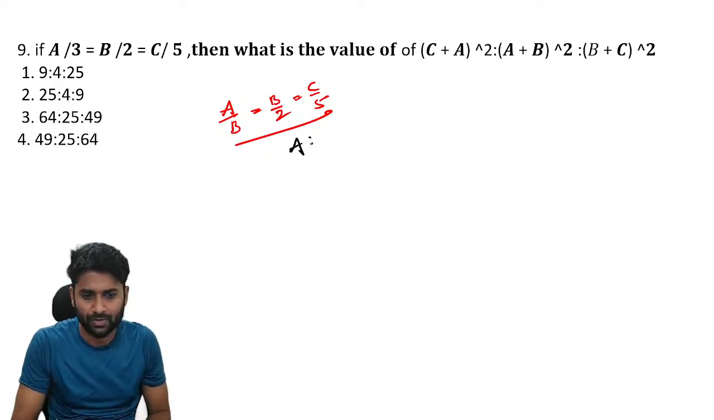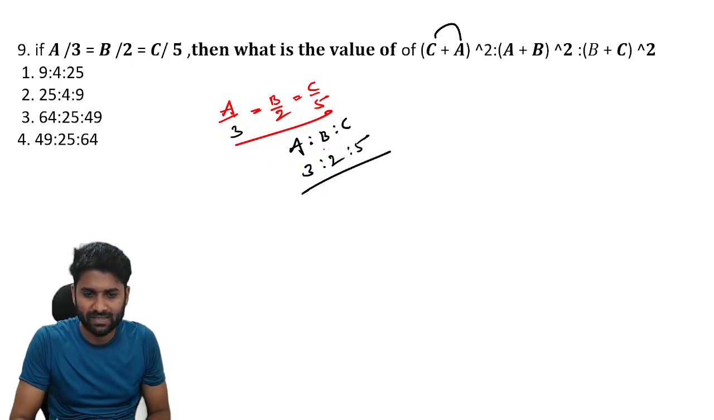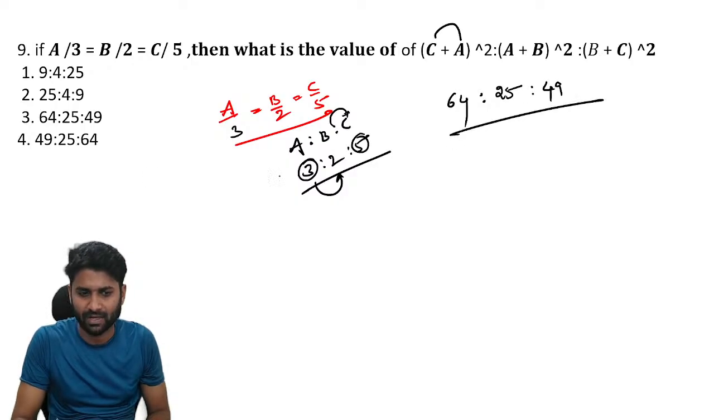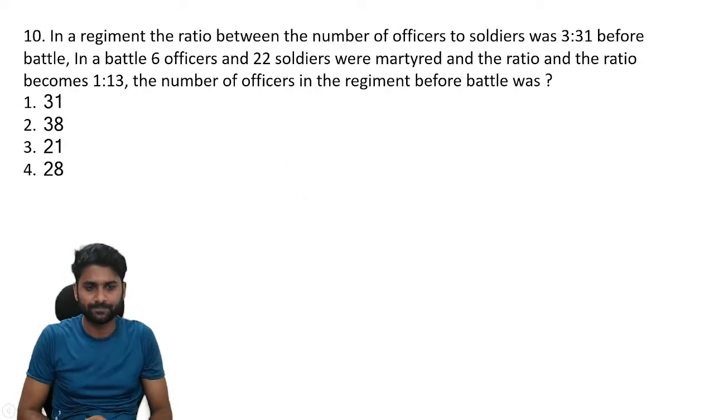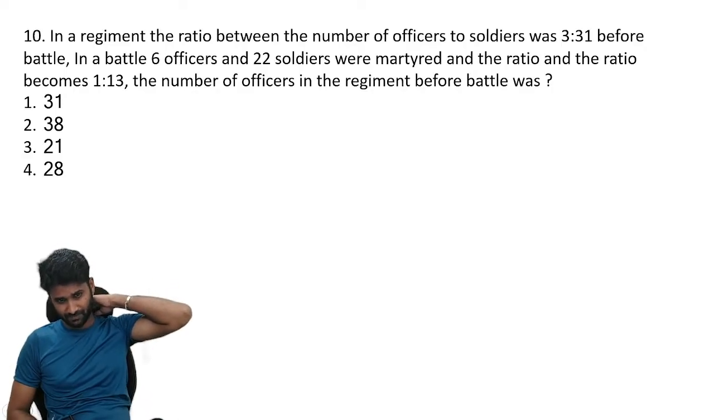Now see, I told you if it is in fractions, consider the denominator values as the ratio. 3 is to 2 is to 5. C plus A: 5 plus 3 is 8, 8 square is 64. A plus B: 3 plus 2 is 5, 5 square is 25. B plus C: 2 plus 5 is 7, 7 square is 49. Answer: 64, 25, 49.